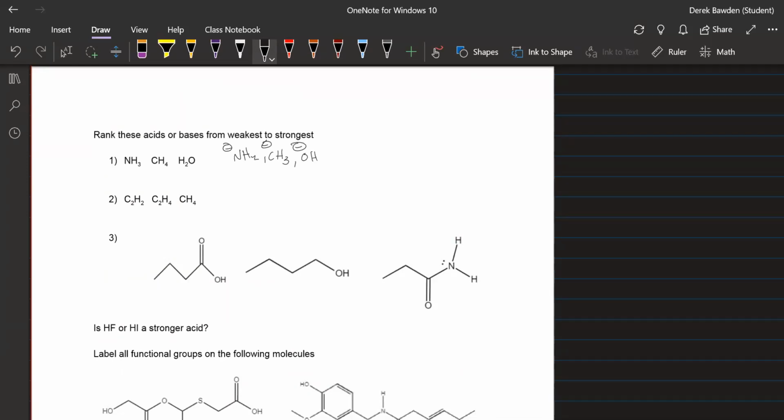Which one is the weakest of those three? Which one is the least stable? CH4 or the CH3 negative, right? So that means that CH4 is going to be our weakest acid. Which one's next? NH3, right? Because with OH minus, oxygen is okay holding that negative charge over nitrogen and carbon. So that's going to be our ranking like that.